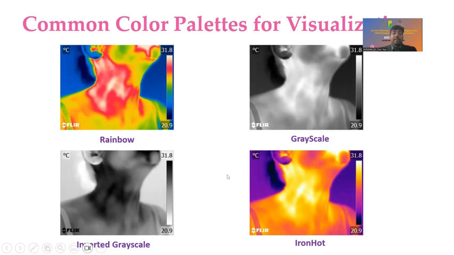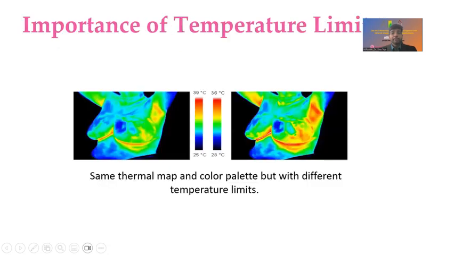Grayscale and animated grayscale are both used specifically for analyzing vascular changes, because we can see the vascular structures well in these color palettes. The iron hot color palette is a general thermal imaging palette, but it is used very minimally in medical thermography. But this is also another standard color palette which we typically see in medical thermography.